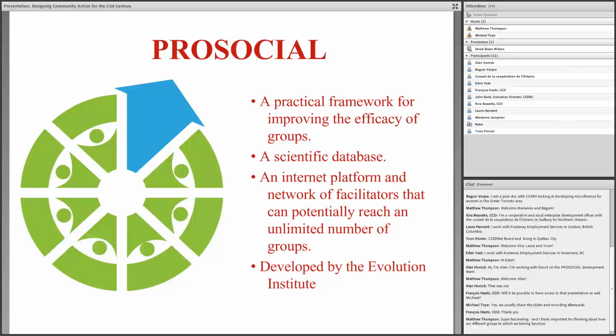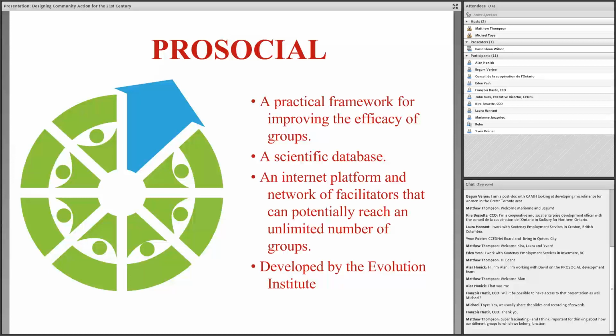And so over a number of years, and with a development team that includes Alan Honek, who's a documentary filmmaker, among his other accomplishments, we've created something called PROSOCIAL, which is a practical framework for increasing the efficacy of groups, a scientific database.